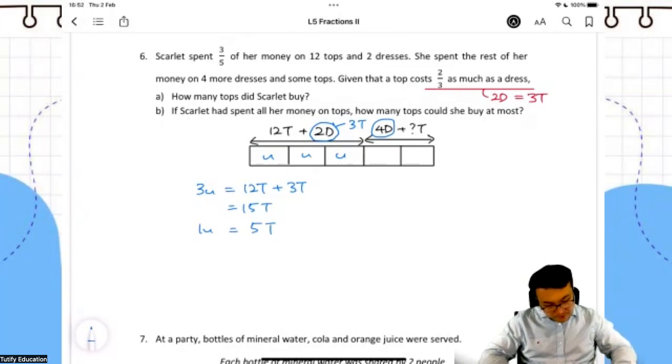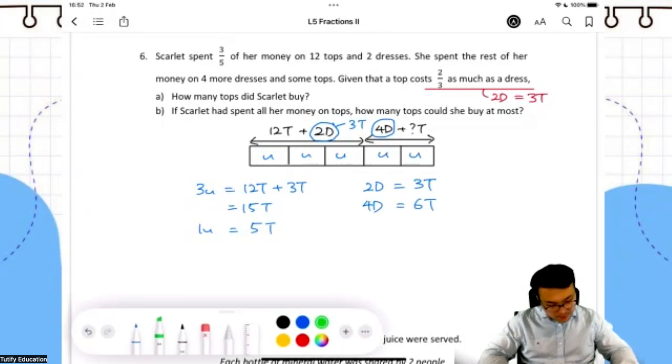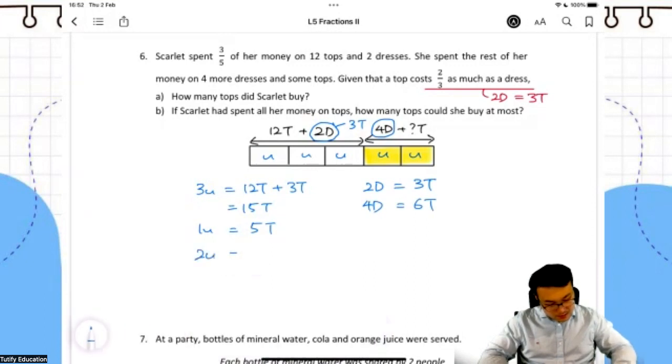4 dresses. Wait. We know that 2 dresses equals to 3 tops, right? So that means 4 dresses equals to 6 tops. Why not we find out these 2 units here? Okay, these 2 units here. How many tops does it represent? 2 units represent 10 tops. Ah, now I know 2 units represent 10 tops. And I know that these 4 dresses is 6 tops.